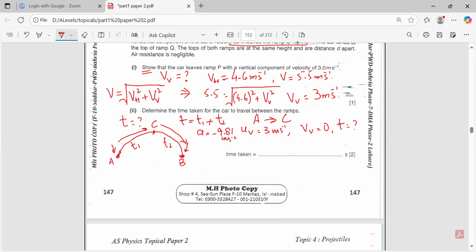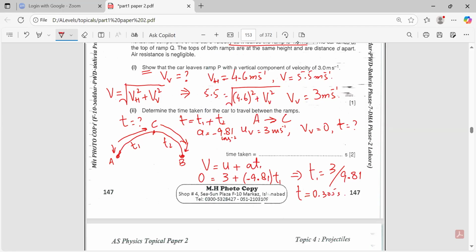To find out the value of time, we will be using what formula? The formula to be used here is v equals u plus at. V is the final velocity, which is 0. U is the initial velocity, which is 3. Acceleration will be minus 9.81 and time t is to be found. So time is equal to 3 divided by 9.81. This is actually the time T1, roughly equivalent to 0.305.